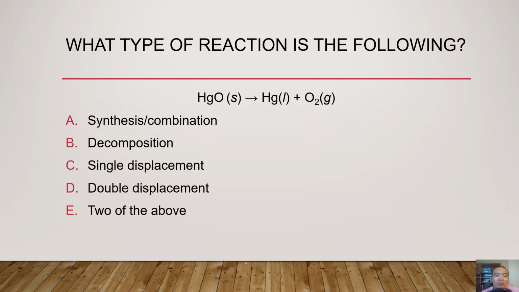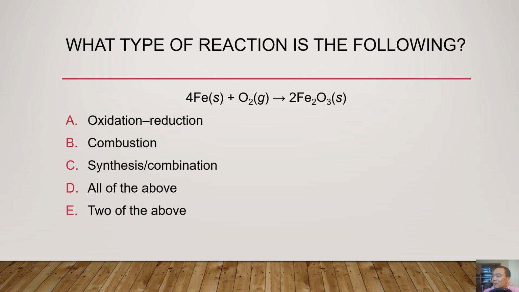Let's do a few practice exams before we conclude this chapter. First, what type of reaction is the following? Apparently, it's from 1 to 2 or more. That's a so-called decomposition reaction. Next example, you have 2 combined to give 1. This is a so-called combination reaction or synthesis reaction.